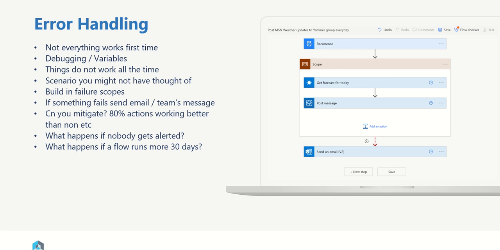So think about when you're error handling, what happens if nobody gets alerted? What is the worst case scenario if this goes down and nobody knows about it? That's why you need to be thinking about putting in these kinds of scoping and error handling methods. And also think about what happens if a flow runs for more than 30 days. Again, you could put some logic into this to make sure that someone is notified that this is happening, and it's not just falling down a black hole.